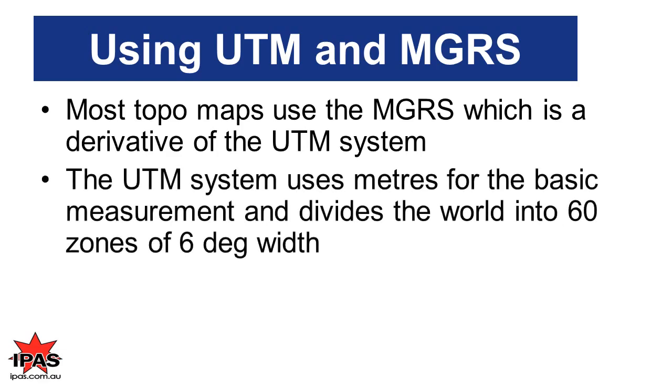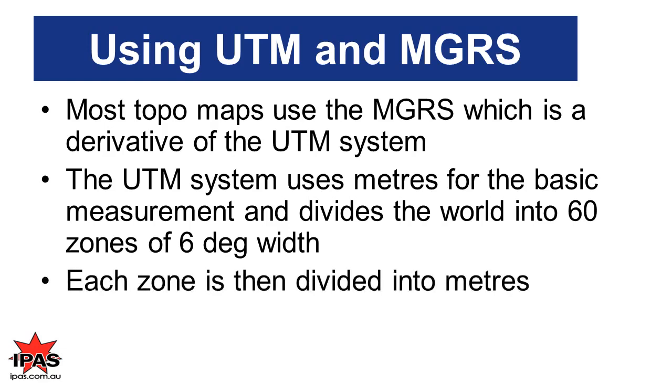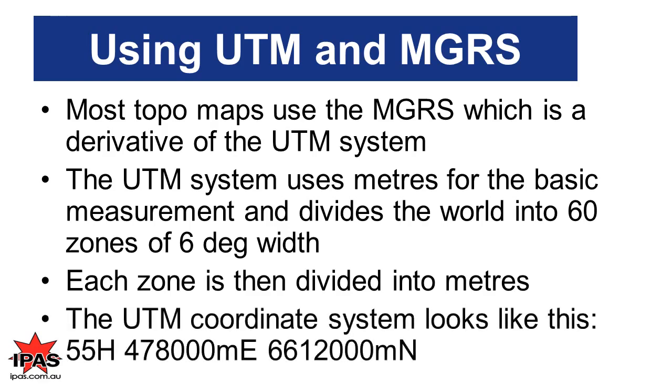Well, the UTM system uses meters for the basic measurement and divides the world into 60 zones of 6 degrees width, where latitude and longitude used nautical miles, and the world divided up into 360 degrees and then subdividing that into 60 minutes and 60 seconds. The UTM system uses meters, and it does that by, as I said, dividing the world up into 60 zones, each of 6 degrees width. Each zone is then divided into meters. And so when you look at the coordinate system for UTM, it would look something like this.